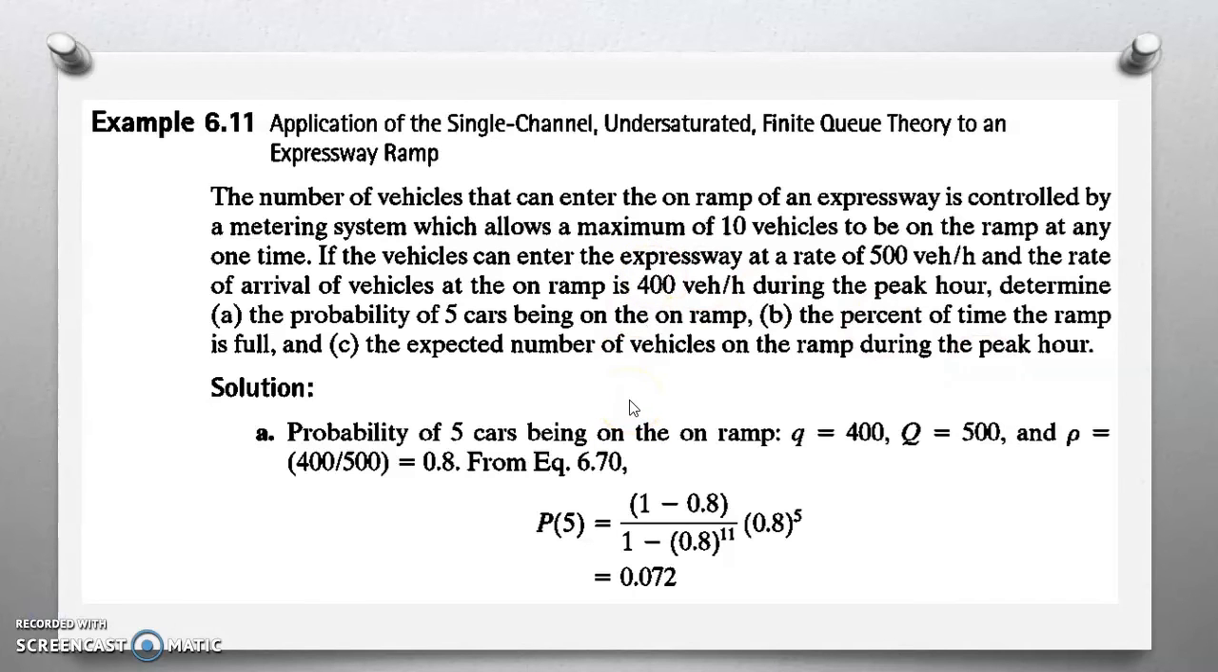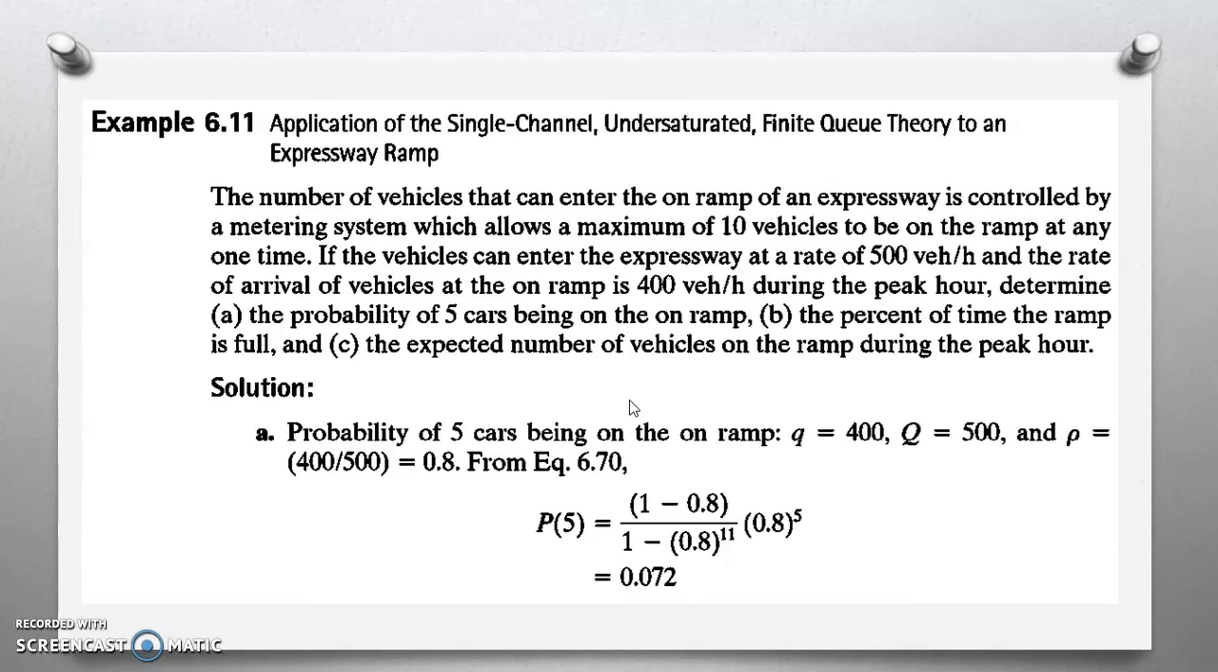Example. Application of single-channel undersaturated finite queue theory to an expressway ramp. The number of vehicles that can enter on a ramp of an expressway is controlled by a metering system which allows a maximum of 10 vehicles to be on the ramp at any one time. If the vehicles can enter the expressway at the rate of 500 vehicles per hour and the rate of arrival of vehicles on the ramp is 400 vehicles per hour, during the peak hour.